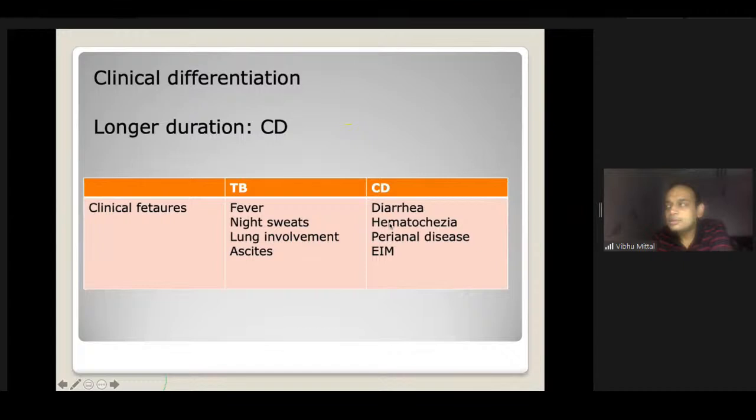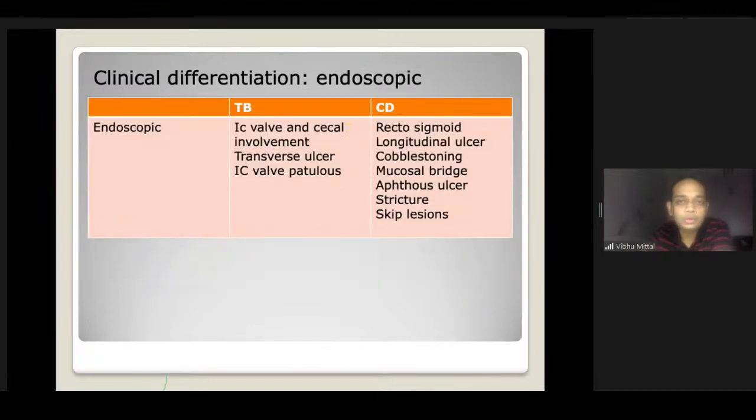For Crohn's disease, diarrhea, because the ulcerative lesions are commonly seen. Hematochezia, because the left-sided lesions are commonly seen. Perianal disease and extraintestinal manifestations are commonly seen. But then again, diarrhea, hematochezia, perianal disease are all also seen in tuberculosis, and we commonly see more TB than Crohn's. As far as extraintestinal manifestations go, uveitis, spondyloarthropathy or spondyloarthritis, erythema nodosum, common extraintestinal manifestations which you associate with Crohn's are all seen with tuberculosis as well. So clinically, it is very difficult to say that this is Crohn's or tuberculosis.